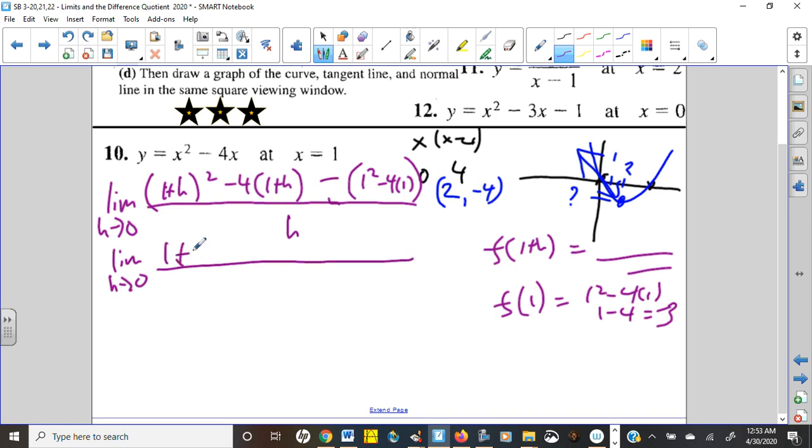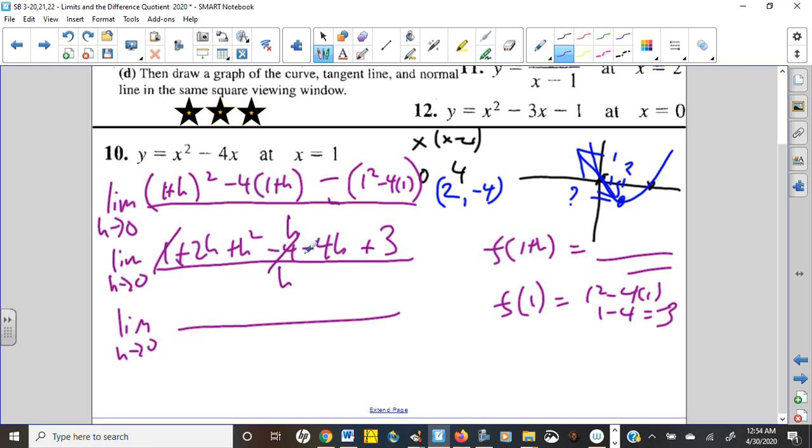So 1 plus 2h, right? Make sure you FOIL, and then make sure you distribute. Negative 4 minus 4h. If you forget that negative 4 times h is negative 4h, you will miss the problem. And then remember we said that f of 1 was negative 3, 1 minus 4, but when I subtract the negative, I'm going to get a plus 3. Okay? Now, that's kind of a big deal, because we need everything that does not have an h term to cancel out. And this 1 and this negative 4 would not cancel with a negative 3, but it would cancel with a positive 3, right?